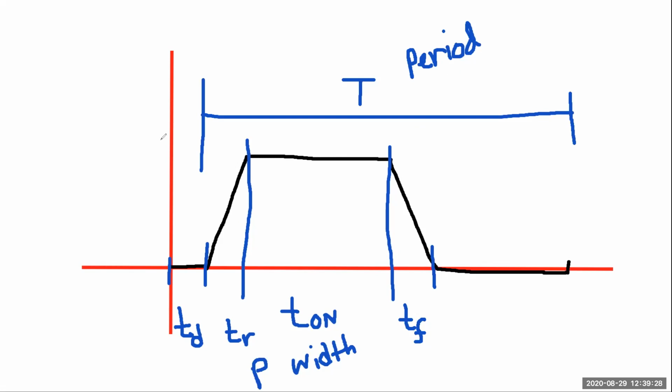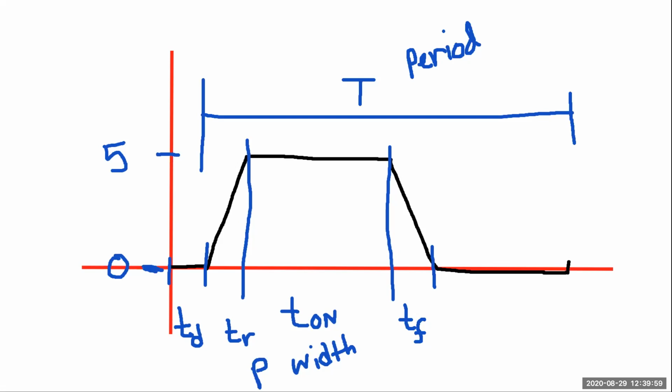And one more thing you have: what is the lowest voltage, and what is the highest voltage, right? 0 to 5. You can write 0 to 2, 0 to 3, 0 to 4, whatever your system is. So this is the thing we are going to write: delay time, rise time, fall time, on time, that means the pulse width, and the total time, that means the period.